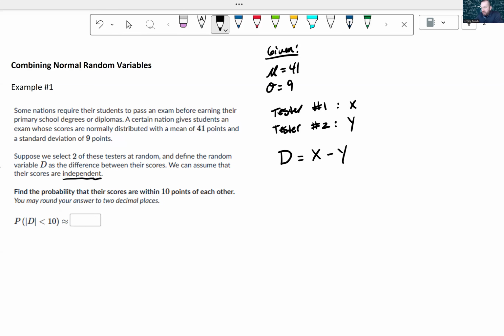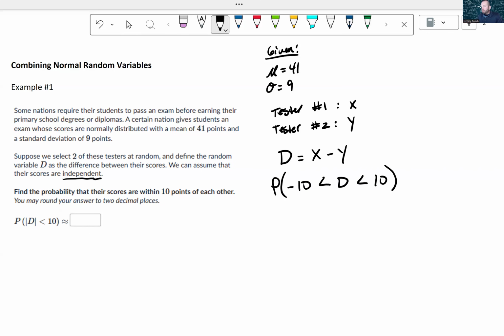So the probability that the difference in their scores is less than 10. That's how we read this part here. And so it just means that their scores have to be 10 points or less away from each other. And the absolute value just represents that it's the difference. So let's rewrite this so it's not absolute value. So now we're going to rewrite this as the probability that the difference in their scores is between -10 and +10. So the difference in their scores is less than 10 in either direction is another way we can say that.